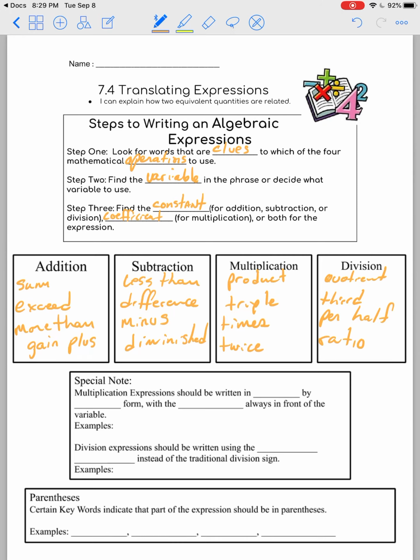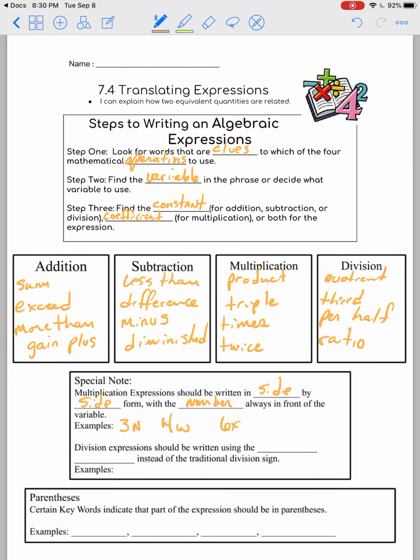So, multiplication expressions should be written in the side-by-side form with the number always in front of the variable. Examples of this could be 3n, 4w, 6x.